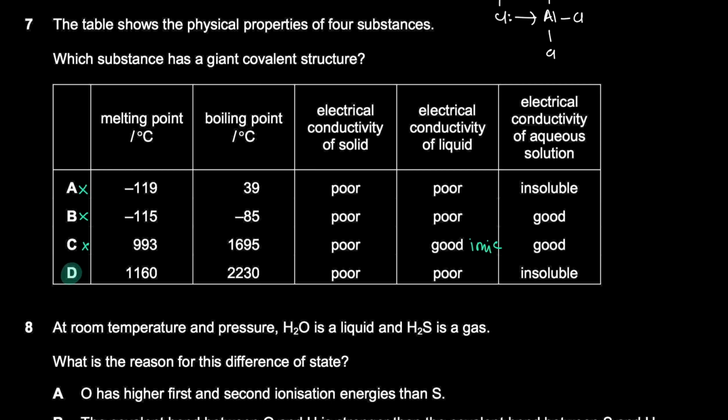It must be D. So ionic compounds are good conductors in the molten state because you have mobile ions, right, that are free to move. But macromolecules do not conduct in the molten state.